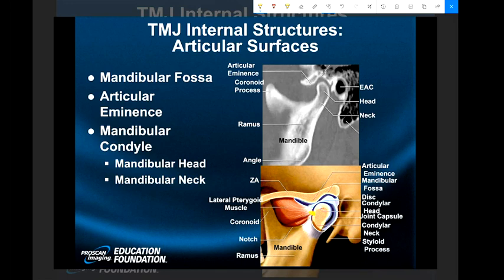Now on the lower image, you can also see the joint capsule, which is a little more robust than you might think and comes down about 2.5 centimeters from the tip of the condylar head. The lateral condensation of this capsule, which meets the pterygoid, is known as the lateral TMJ ligament.